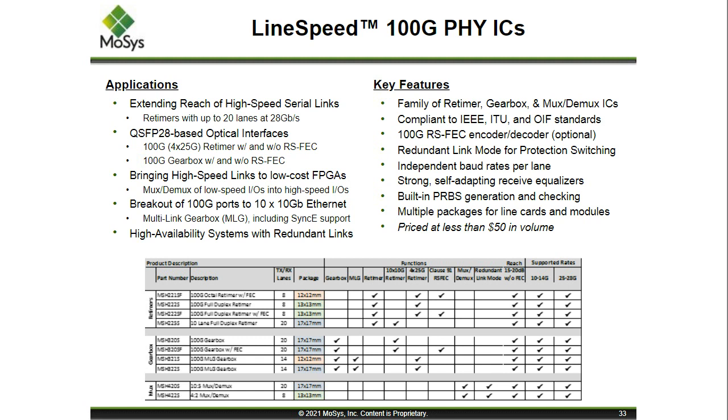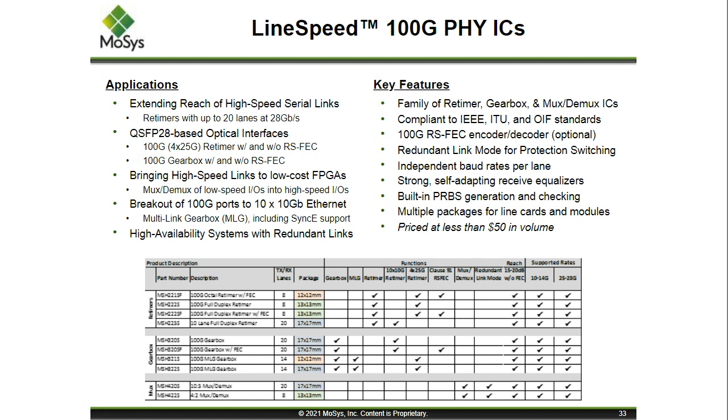For example, the gearbox device with RSFEC allows a lower cost FPGA with 10 gigabit IOs to interface to QSFP modules by converting to the 25 gigabit signaling with the RSFEC encoding. This can reduce the overall cost of an implementation via the low cost FPGA plus the gearbox device.